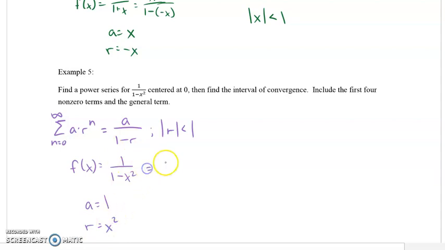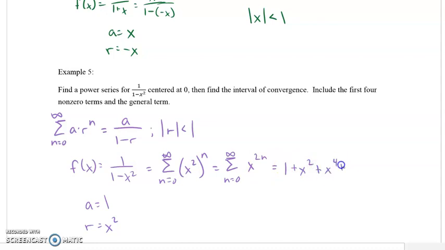All right, so this means that we have the sum from n equals 0 to infinity of a times r to the n, or 1 times x squared to the n. If you would rather write that, I would, because I like it better. When you can avoid parentheses, why not? x squared raised to the n is the same as x to the 2n, and that's a little bit nicer. And that's equal to x to the 0 plus x to the 2 plus x to the 4 plus x to the 6th plus dot dot dot forever, provided that the absolute value of r is less than 1. Well, if you take the square root of 1, you get 1. So this is still the same interval of convergence.